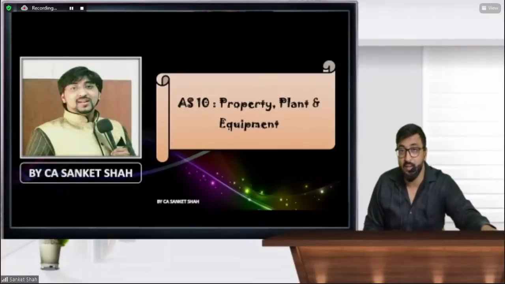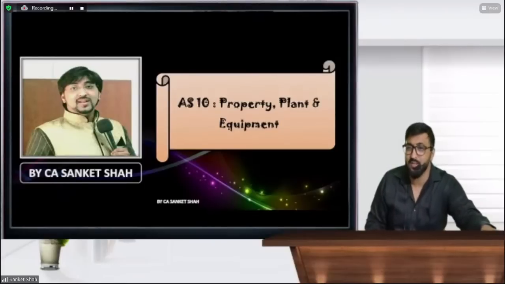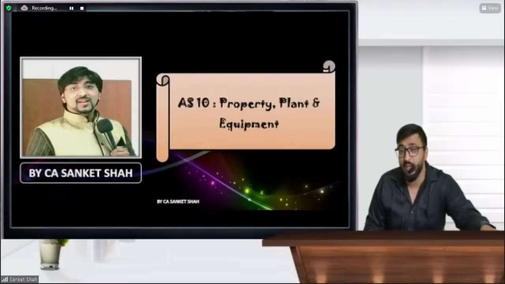number 16, that is property, plant and equipment, in accounting standard we introduced accounting standard 10, property, plant and equipment. It's exactly similar to IAS 16 and Ind AS 16. So the name is now property, plant and equipment, because the tangible assets word is not so popular. So they kept it very simple, property, plant and equipment, but it's nothing but a tangible asset.